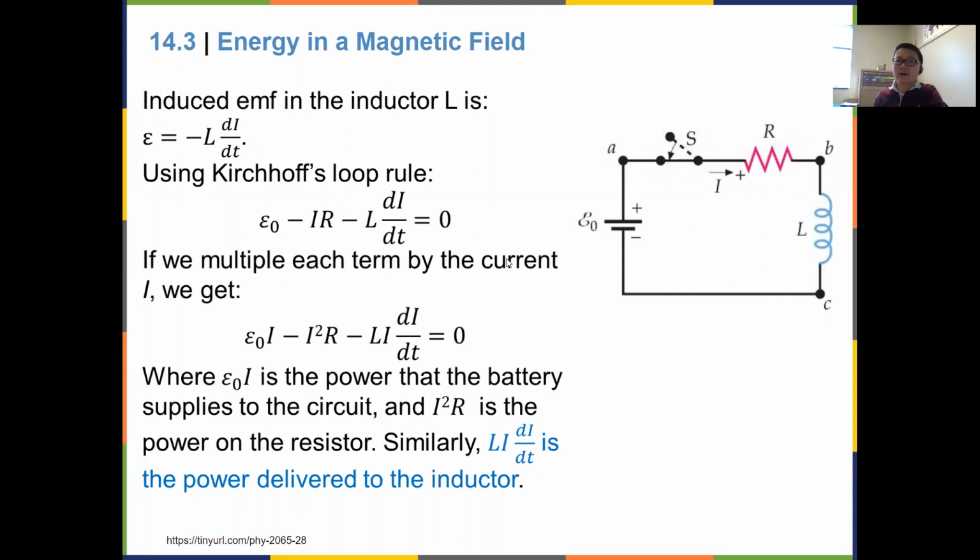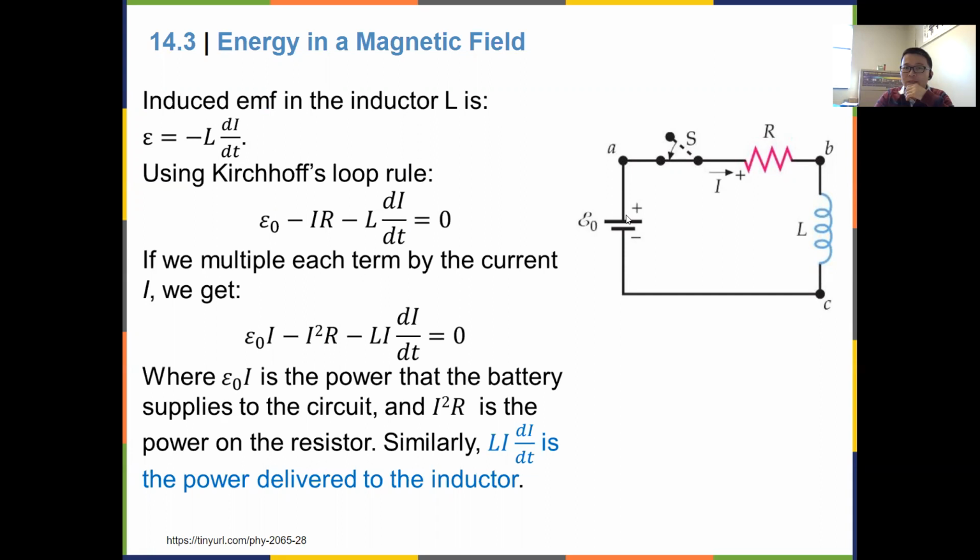Next, let's take a look at the energy in the magnetic field in the inductor. So we have an inductor in this circuit, and then there's a resistance. This will be something similar to an RC circuit. In this case, we actually call it an RL circuit, but we will talk about it later. In this circuit, we will use the loop rule from Kirchhoff's rules.